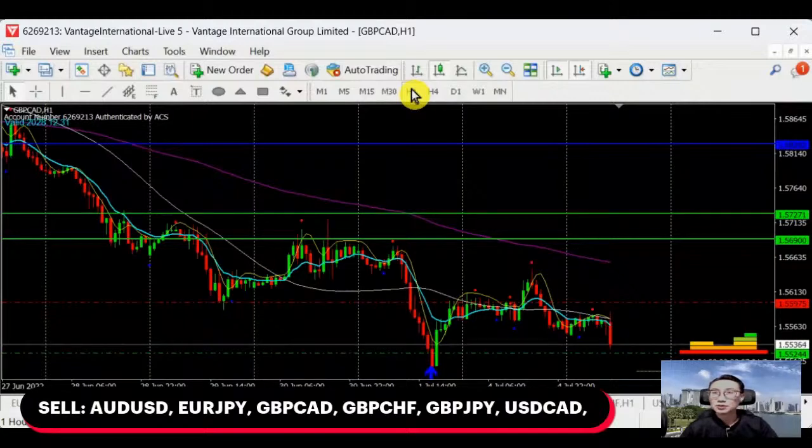Bradley, TP 20 pips. Pound cat, huh? I think that's quite good. That's very good.